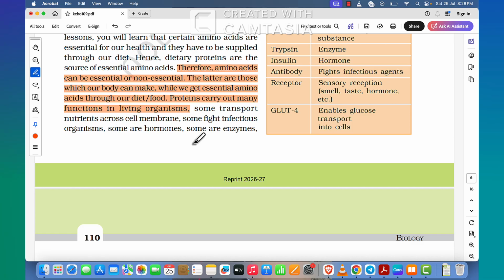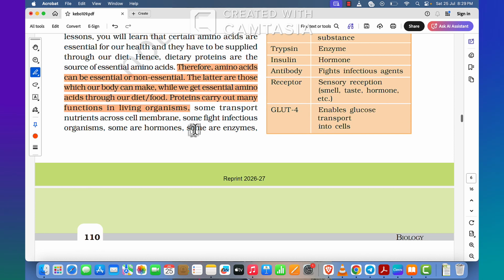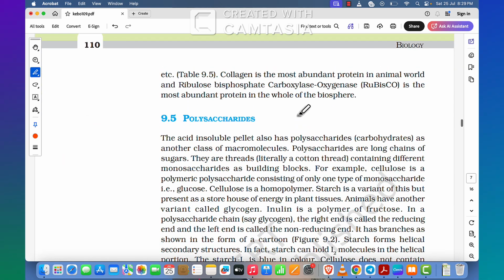Some proteins transport nutrients across the cell membrane, some fight infectious organisms, some are hormones, some are enzymes, etc. Collagen is the most abundant protein in the animal world, and ribulose bisphosphate carboxylase oxygenase, Rubisco, is the most abundant protein in the whole of the biosphere.